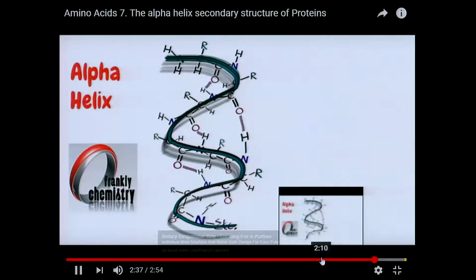One of the main types of secondary structure found in proteins, twisting of the polypeptide chain held together as the result of intramolecular hydrogen bonds.